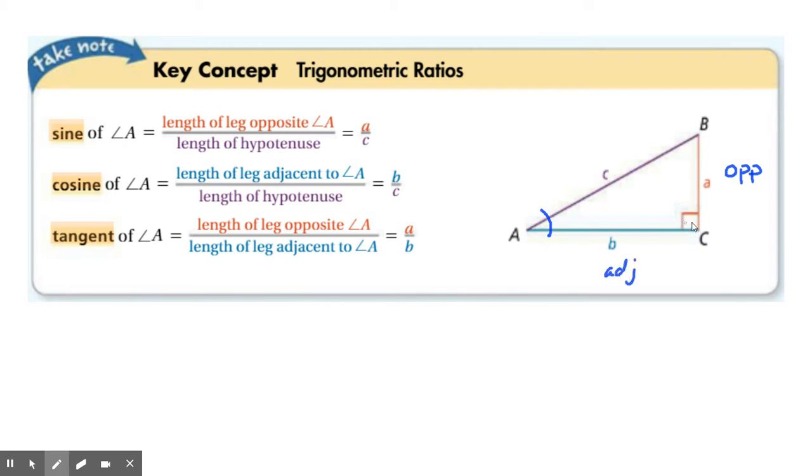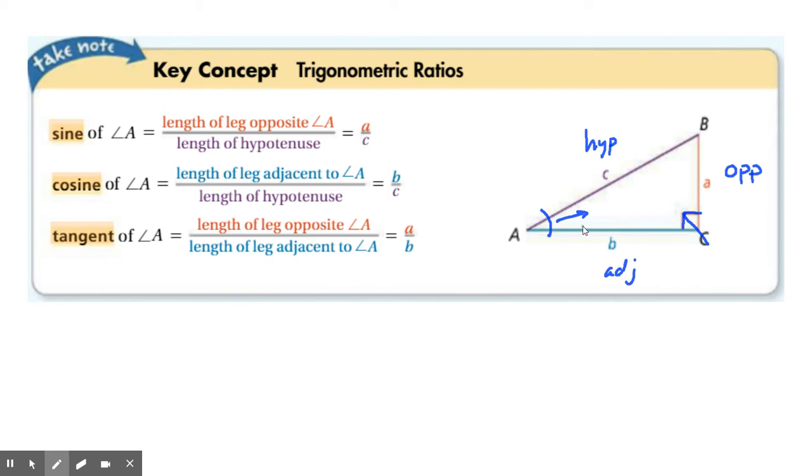Adjacent, that would be this side B here, and hypotenuse. Now we should always know that the hypotenuse is across from the right angle. The right angle points to the hypotenuse. Then you just have to memorize how to find the opposite side. So the opposite side is across the figure from the angle.